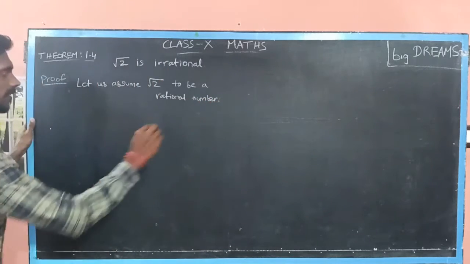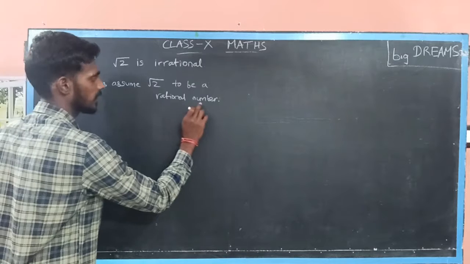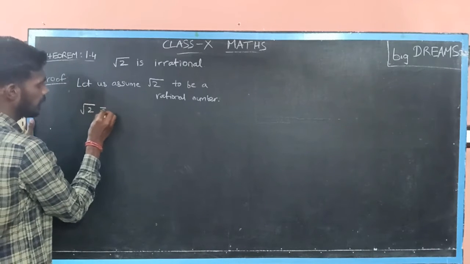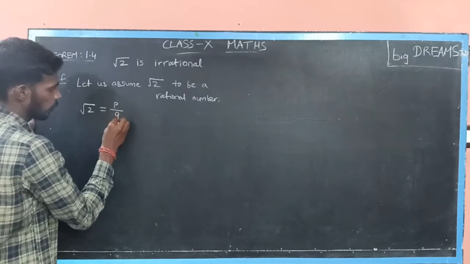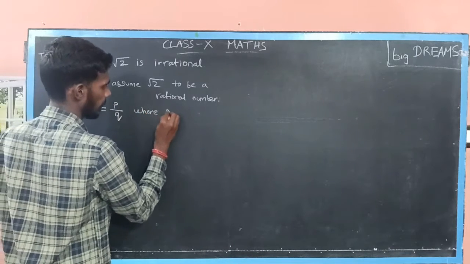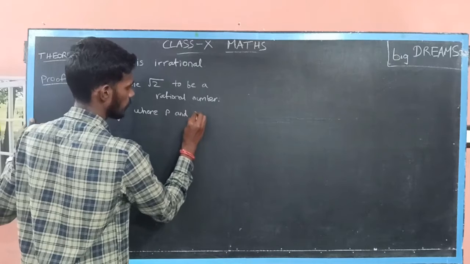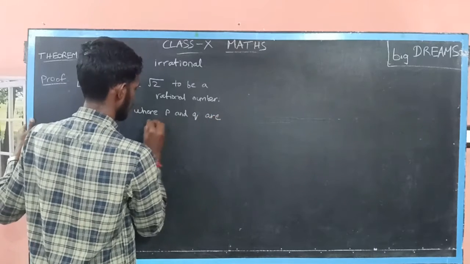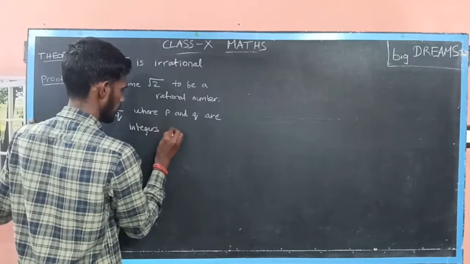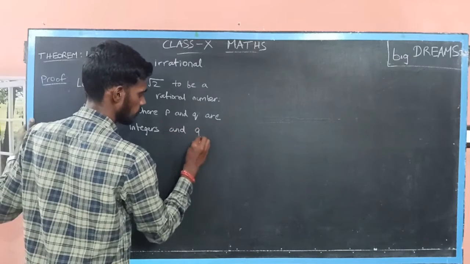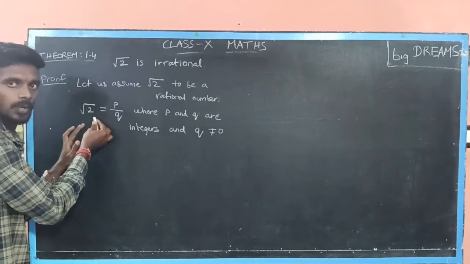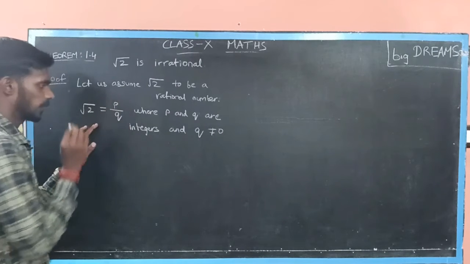So when we assume a number to be a rational number, then we can represent that number in P by Q form, right? Where P and Q are integers and the value of Q must not be equal to 0, right? So I can represent root 2 as P by Q.